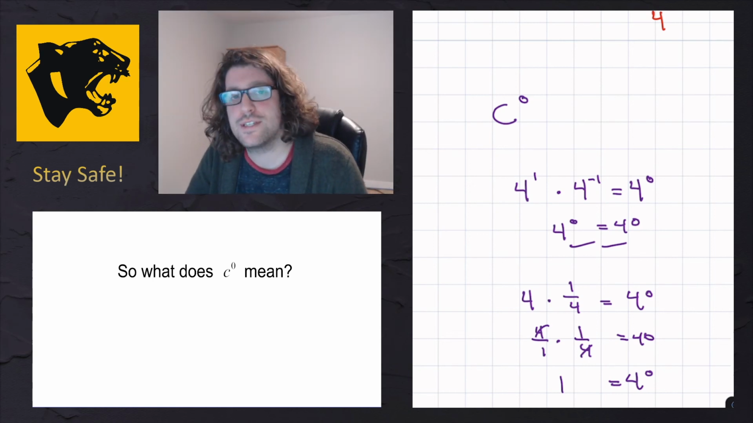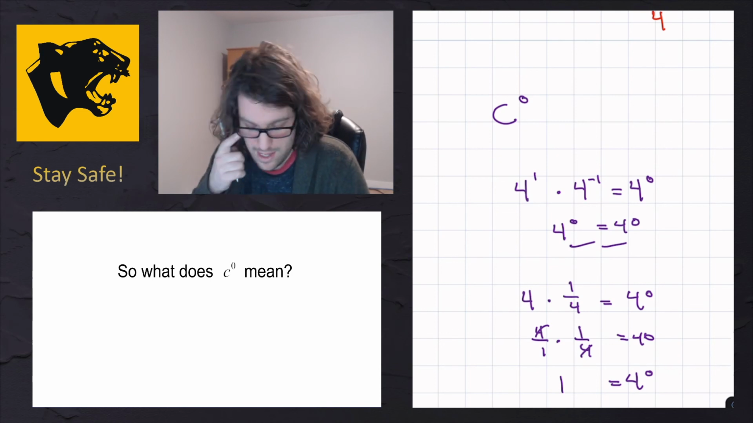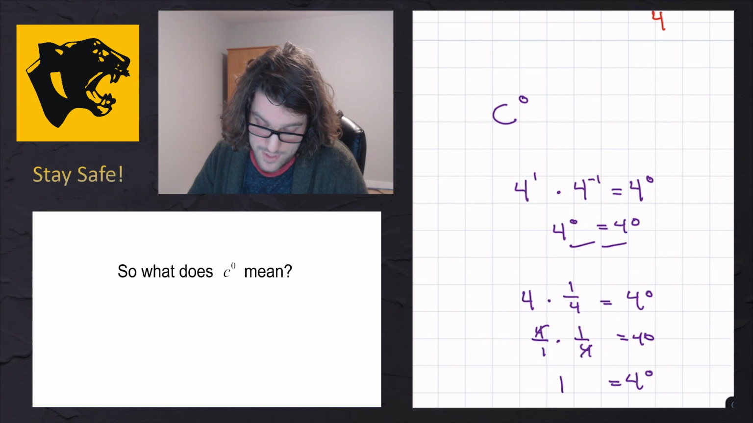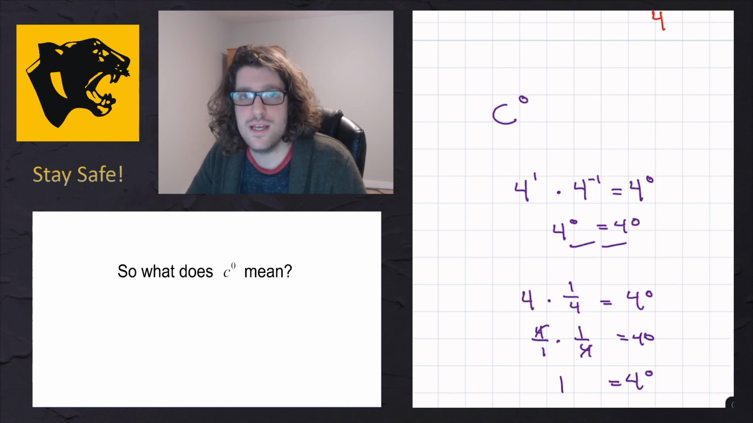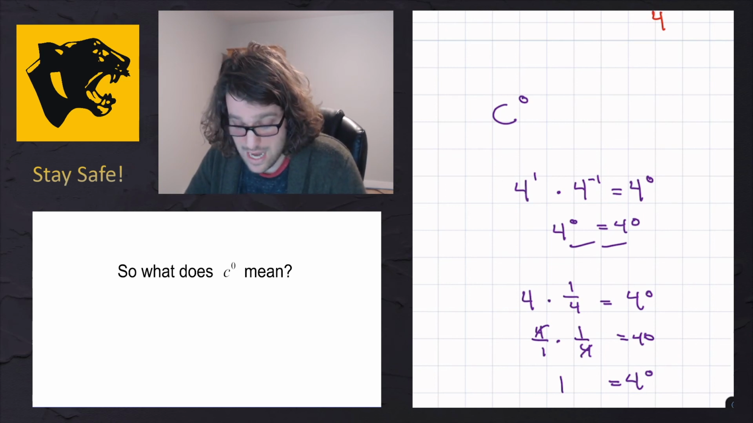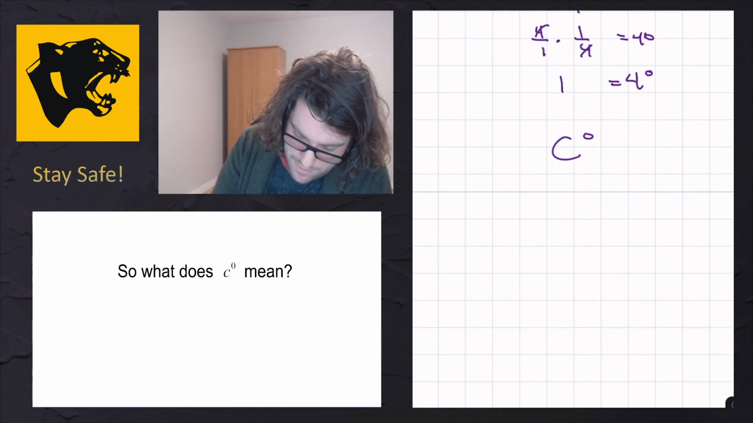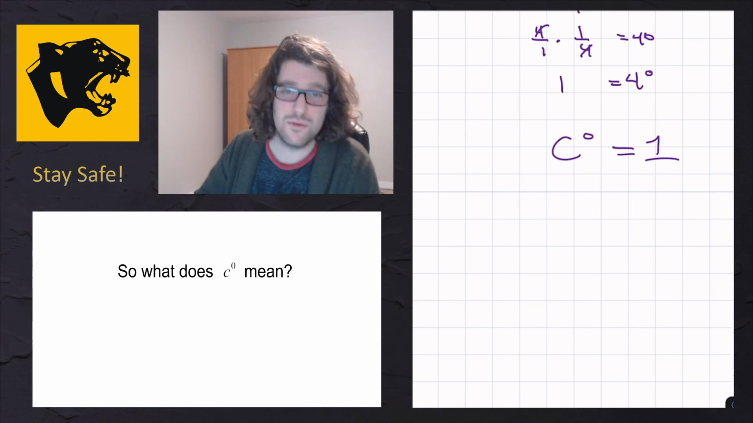The 4 in this example is actually not important. If I wanted to use a c there instead, I would get c to the power of 1 times c to the power of negative 1 is equal to c to the power of 0. I could go through the same steps and get that c to the power of 0 is actually equal to 1 in every single case. So any number to the power of 0 is always going to be equal to 1, no matter what.